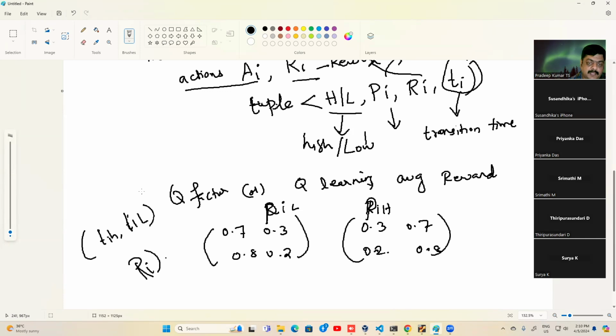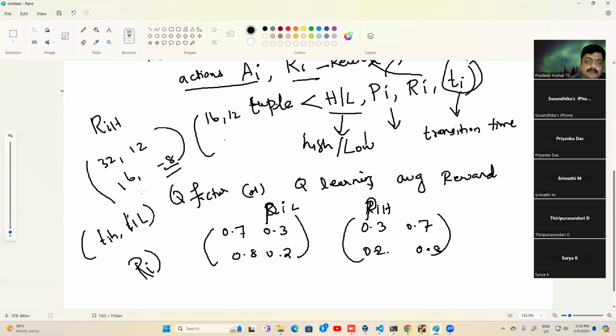And reward, I can have a reward function. Let's say, for example, reward RI of H will be, I can say 32, 12, 16, minus 8. So we can have negative reward sometimes, and we have a positive reward also sometimes. 16, 12, 8, comma, minus 4, or minus 8, minus 4. So based on this calculation, we can solve this using reinforcement learning.